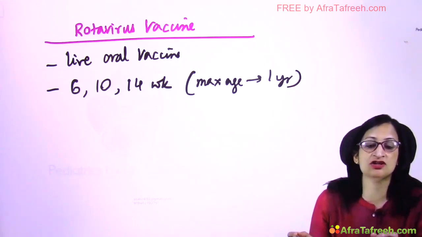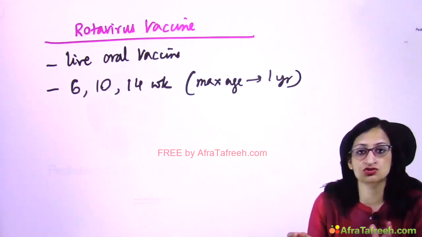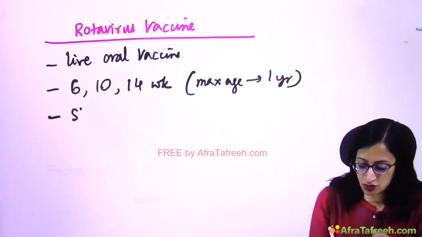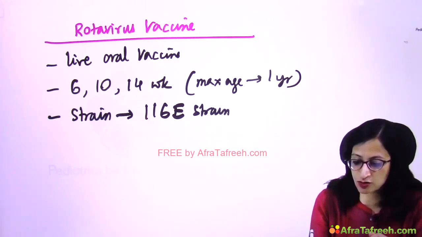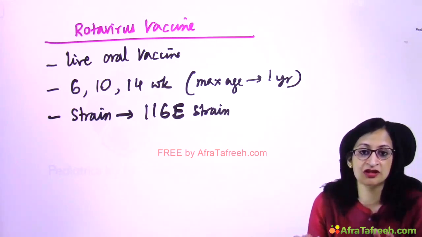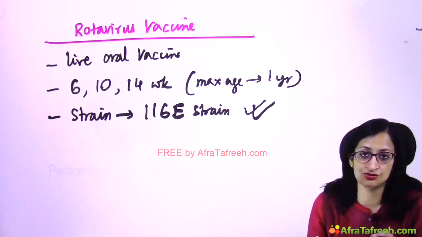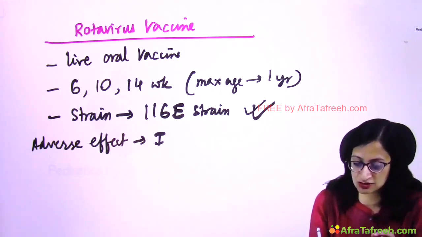But it should always be initiated with the first dose of OPV vaccine. If it has not been started along with that, then the other 2 doses are usually not given as of now. Okay. The strain of rotavirus vaccine which is used in the national immunization schedule is the 116E strain that has been isolated from India itself. Okay. So that is the one which is introduced in the national immunization schedule. A very important adverse effect of rotavirus vaccine is the increased risk of intussusception.